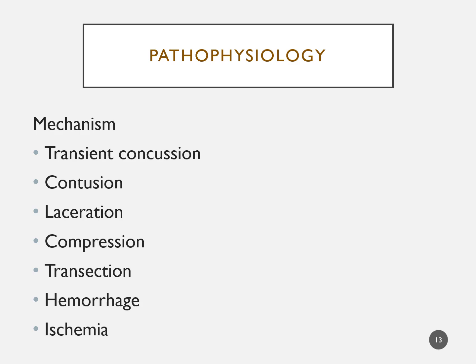There can be a contusion, a bruising of the spinal cord, laceration. We can have compression of a spinal cord. The cord can be transected. There can be hemorrhage into the cord, and then also ischemia. If we don't have blood flow, blood and oxygen flowing into the cord, it will become ischemic.